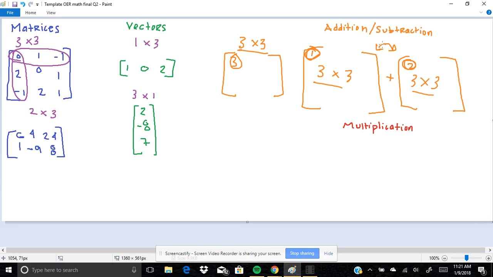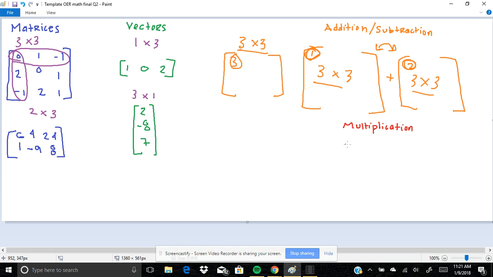matrices. So for multiplication, we can do it a slightly different way than addition and subtraction. But the biggest rule is that whatever matrices or vectors you are multiplying, the proportions have to be the same on their inside number.